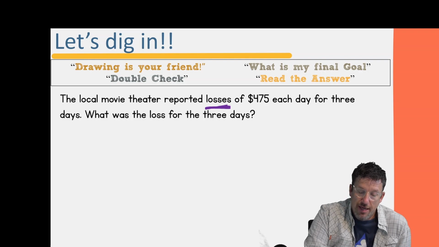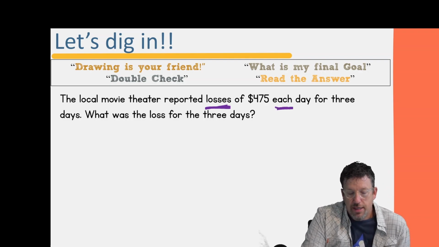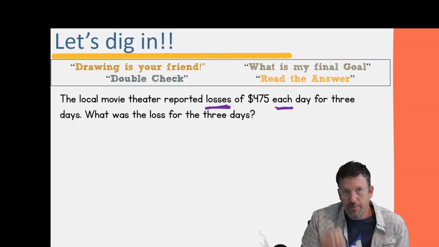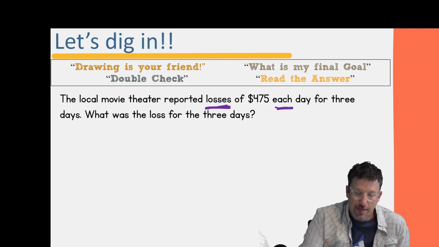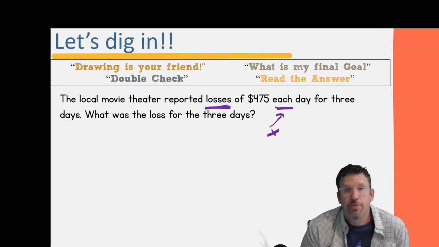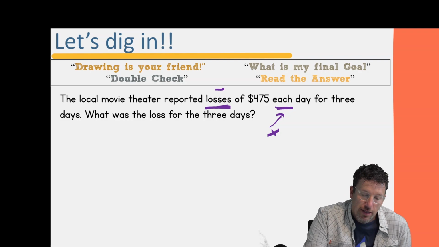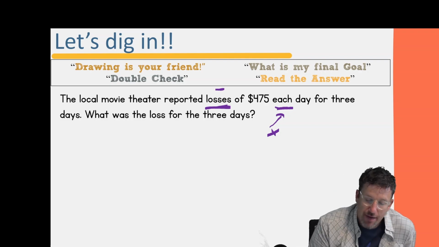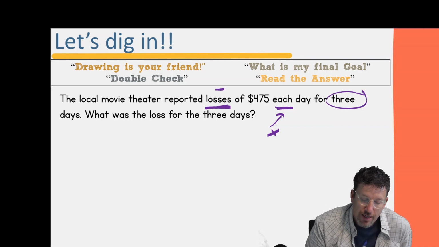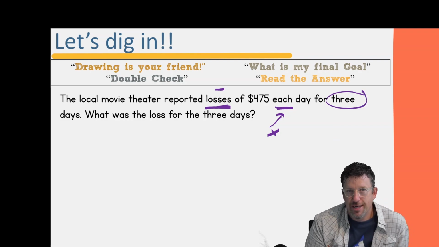Keep that in mind. And then each. Oh, each. Anytime you see each or per, that means they're going to be repeating something over and over. And a lot of times when I see the word each or per, I immediately head towards multiplication. Okay, so I have subtraction here. I mean, it's going down by $475 each day. We're doing that for 3 days. So what was the loss for the 3 days?